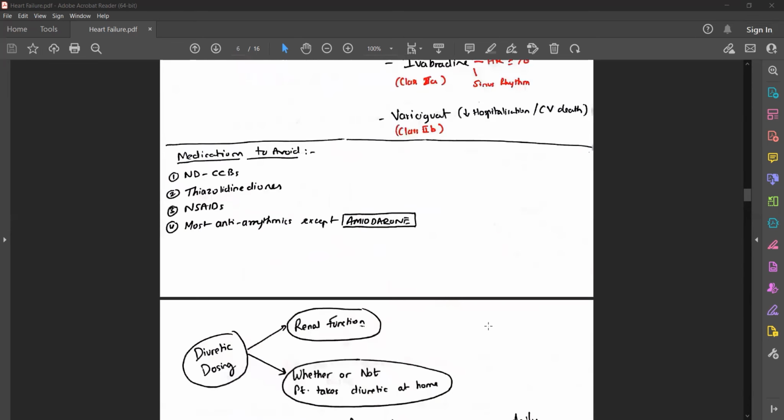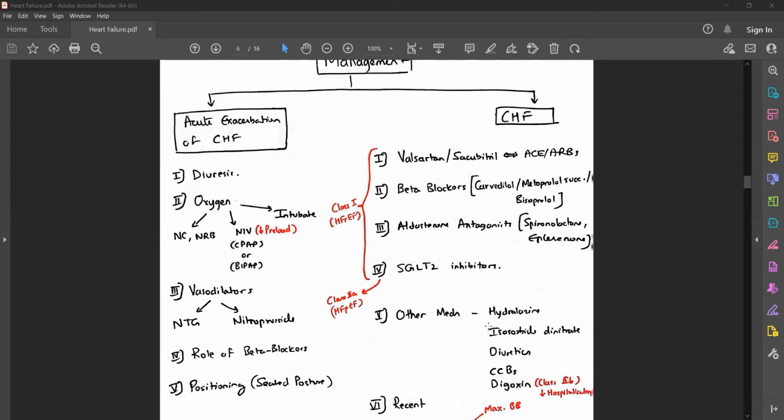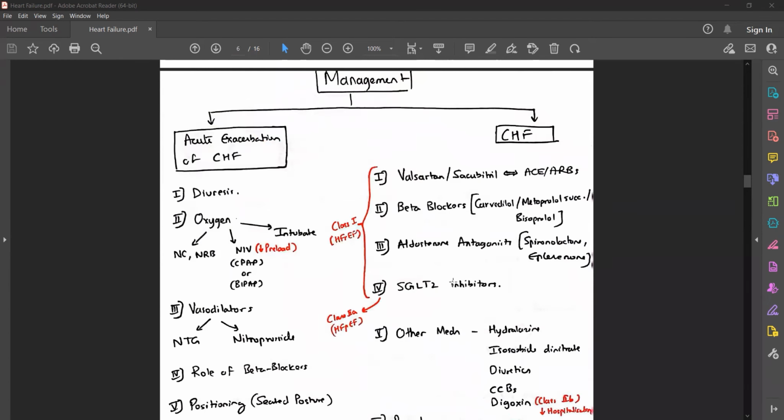Now let's talk about the patient. You've managed this patient with acute exacerbation of heart failure. The patient is now euvolemic or on the drier side, and we're discharging the patient. What are the management strategies for heart failure, CHF? So remember that whenever the patient has HFrEF, you have to start the patient on all the medications which have shown mortality benefit.